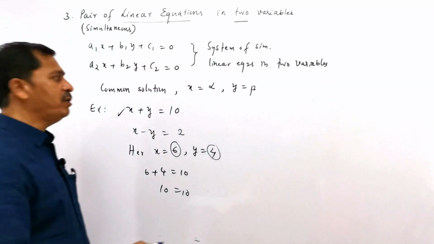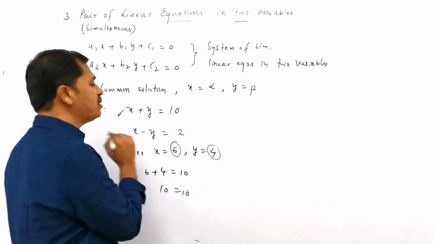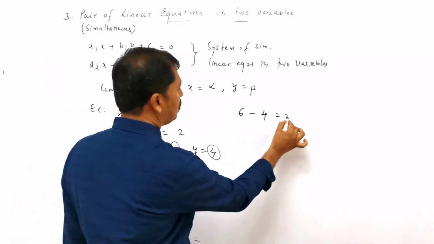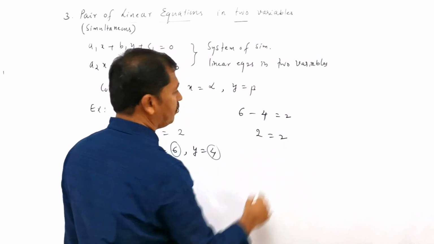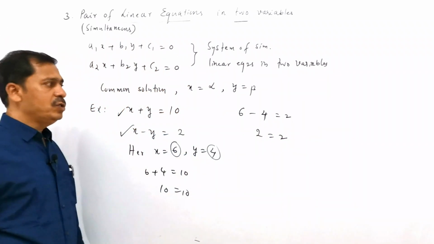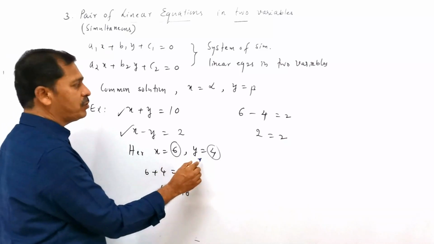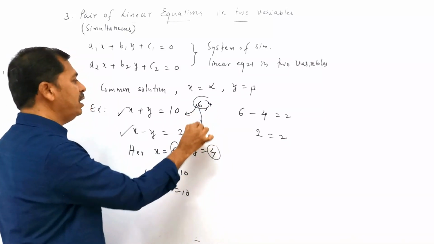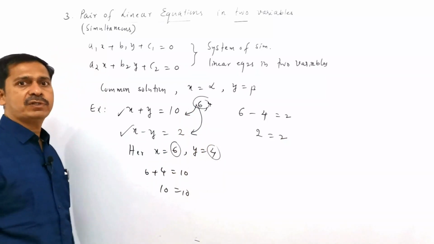Now let us check for the second equation. The second equation is given by what? x minus y equal to 2. x is 6, y is 4. So 6 minus 4 is equal to 2. So 2 is equal to 2 you are getting. LHS is equal to RHS. So the second equation is also satisfied. So x equal to 6 and y equal to 4 are satisfying this equation as well as they are satisfying the second equation.